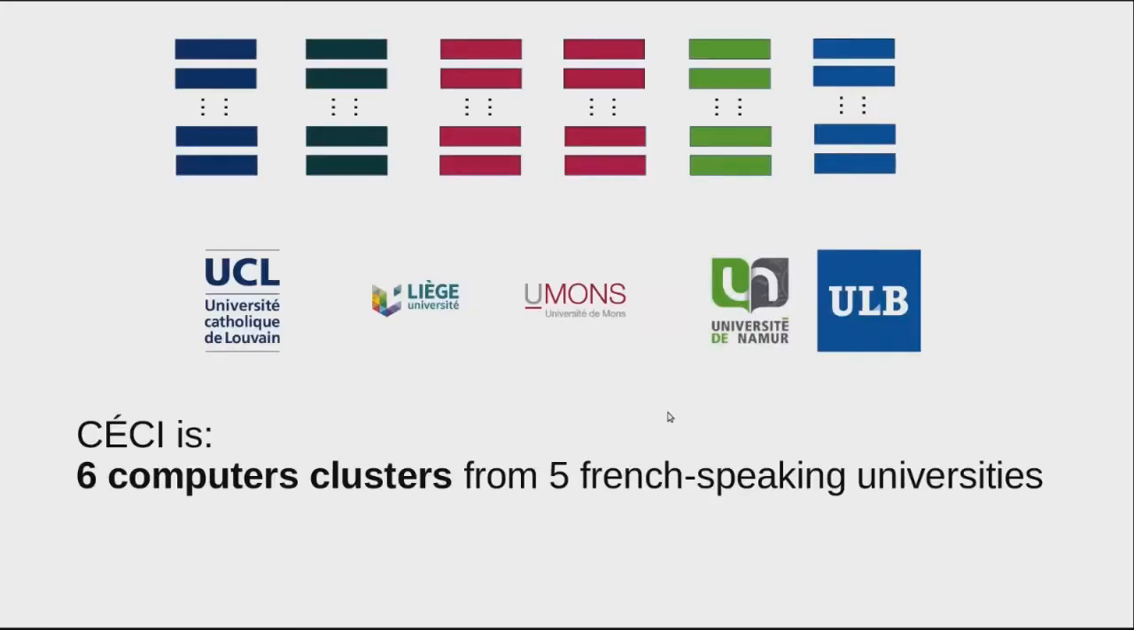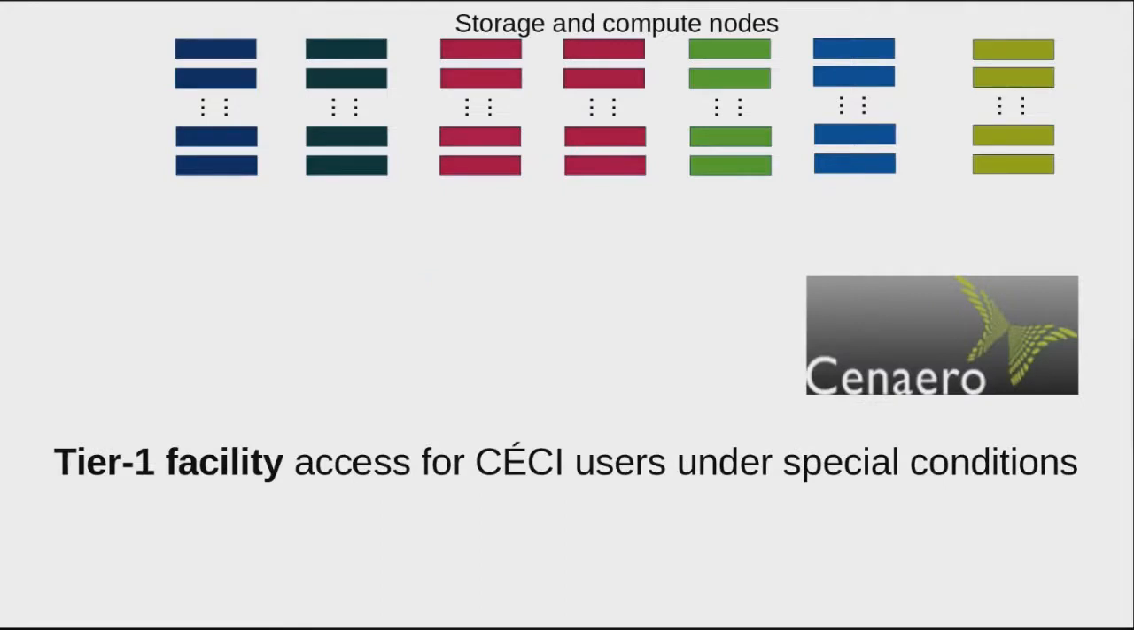I will now show you how and in what context SSH is used at CECI. The infrastructure at CECI has 6 computing clusters of the Tier 2 type at present. The users of the CECI can, under certain conditions, have access to the Tier 1 cluster located at Cenaero.